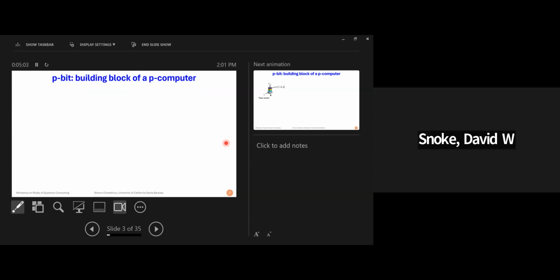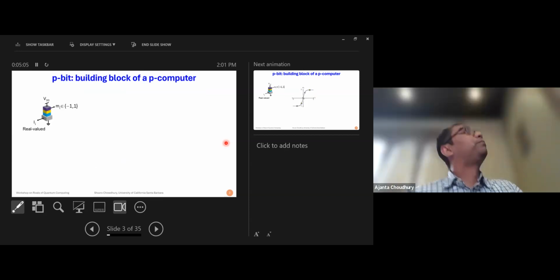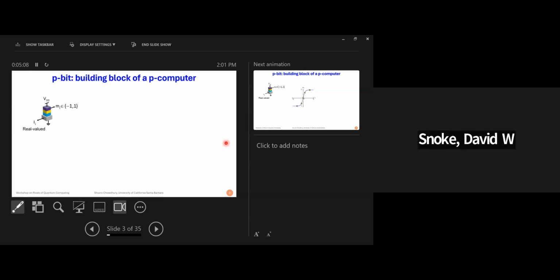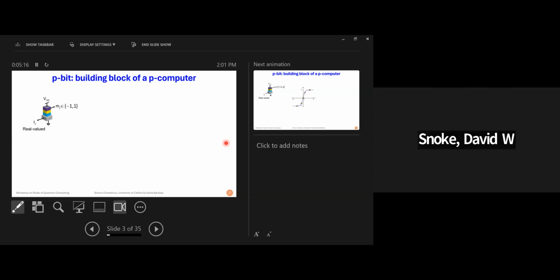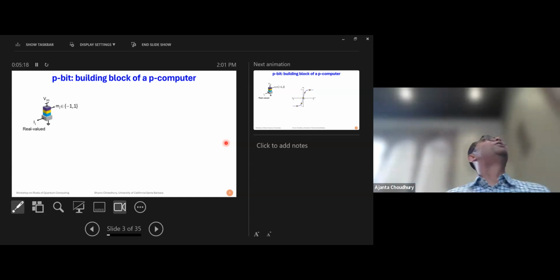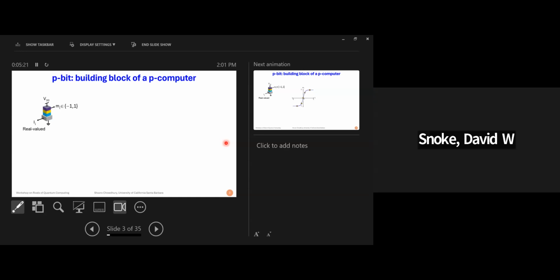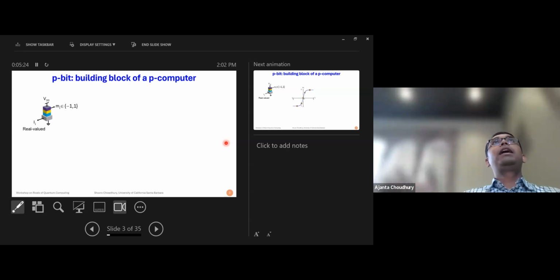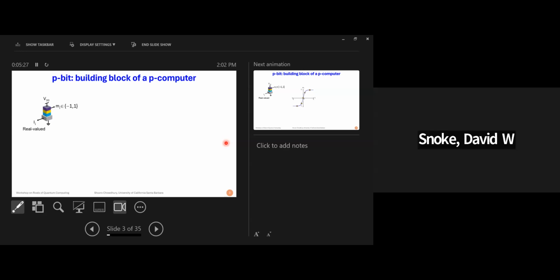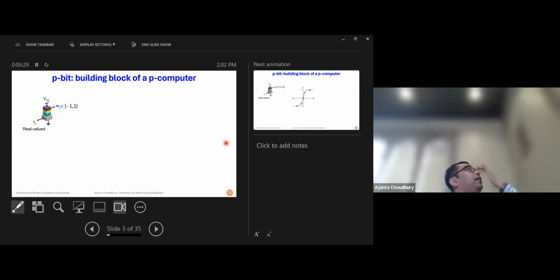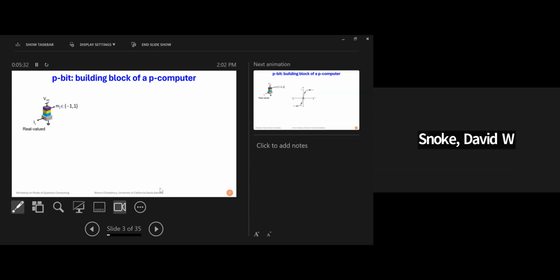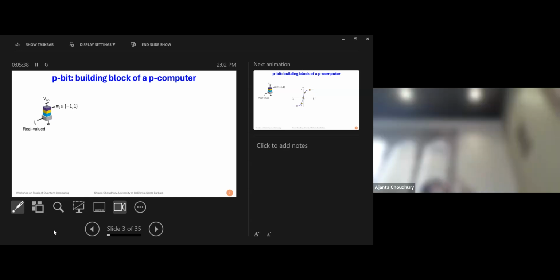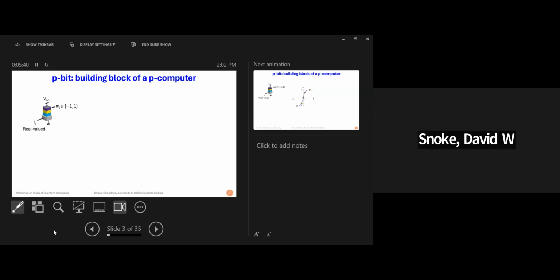So today I'm talking about p-bits and P computers. All of you are familiar with bits, which is the fundamental unit in digital computing. And nowadays, every now and then, we see that quantum computers are making breaking news. This is a new computing paradigm, and in that quantum computing paradigm, the basic fundamental computational unit is the qubit or quantum bit. Like that, a p-bit is the building block of a P computer, a probabilistic computer.